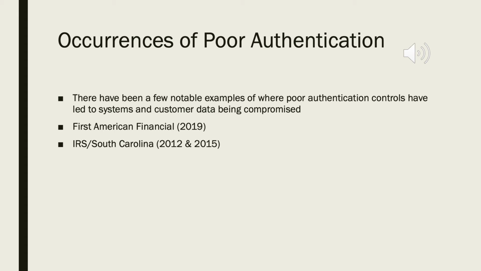And then there was another incident in 2015 with the IRS. And this time, attackers were able to retrieve social security numbers, addresses, incomes, just a bunch of personally identifiable information for more than 700,000 people.